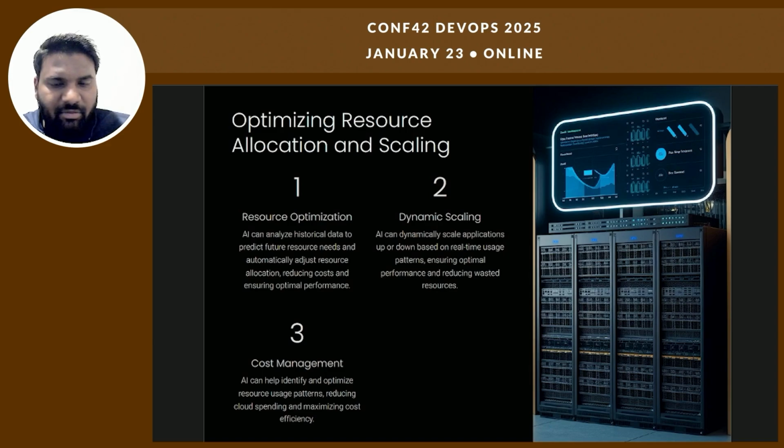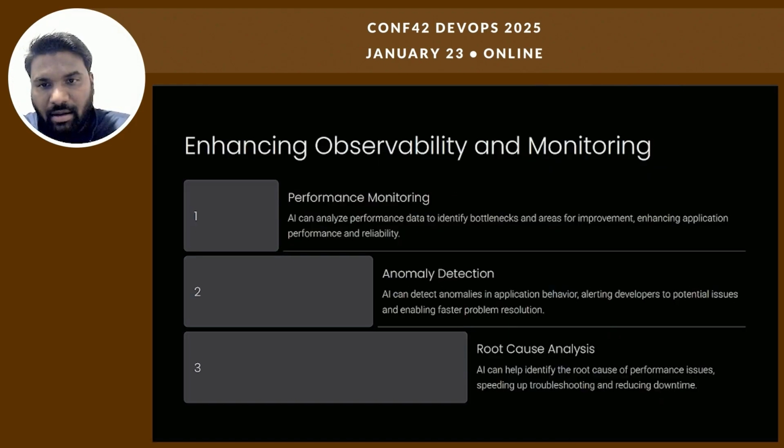And also, as we discussed, AI can help in enhancing observability and monitoring. Let's deep dive into how AI can help in the monitoring and observability world. One of the common features is that AI monitors application performance, detecting bottlenecks and suggesting improvements. It identifies anomalies, alerting teams to issues early on, before they actually occur. And root cause analysis, RCA, speeds up troubleshooting, reducing downtime.